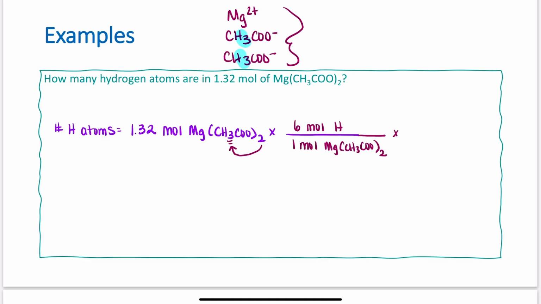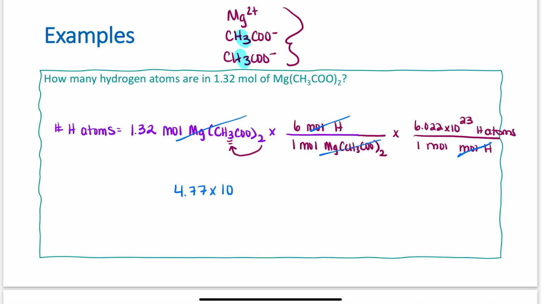But I've got moles of hydrogen, so I can go ahead and go to number of hydrogen atoms, 6.022 times 10 to the 23rd hydrogen atoms for every 1 mole of hydrogen. So I have canceled out my moles of magnesium acetate. I've canceled out my moles of hydrogen. I'm into hydrogen atoms. I calculate this through, and I get 4.77 times 10 to the 24th hydrogen atoms.